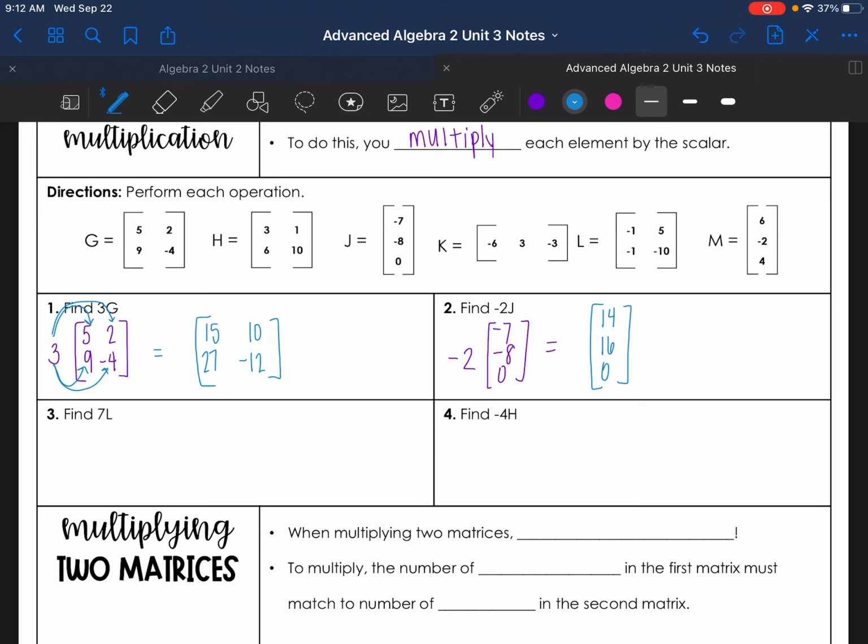Go ahead and pause the video and try numbers 3 and 4. Number 3, you should get negative 7, 35, negative 7, and negative 70. And then number 4, you should have gotten negative 12, negative 4, negative 24, and negative 40. So scalar multiplication is pretty straightforward, pretty easy. You could probably do that without your calculator if you know your multiplication facts.